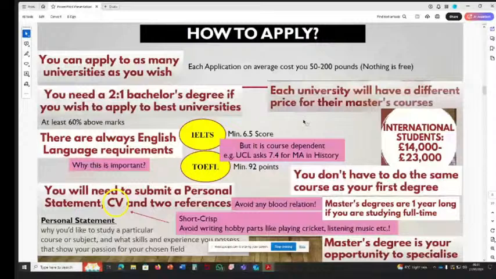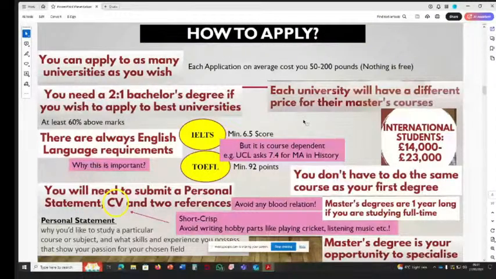Each university will have a different price for their master's courses. For international students, it varies between £14,000 to £23,000, so roughly 14 lakhs to 23 lakhs for a 1 year master's course. It depends which course you are studying. If it is science based, it's a bit expensive. If it is arts based, it's less expensive, but it's between 14 to say 23 or 25 lakhs sometimes. This is just the course fee, remember.